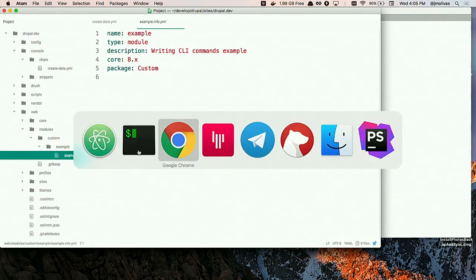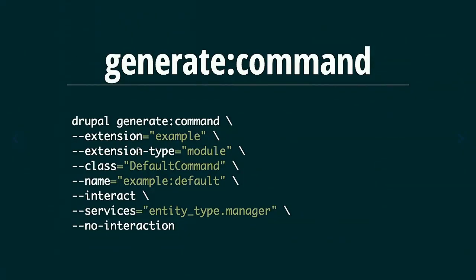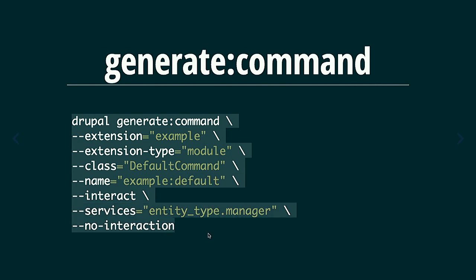Okay, let's now generate a command. In order to generate a command, let's use this generate command. And at the very bottom, as you can see, I'm generating a command. I want to generate this one in a specific extension. I'm calling this extension and not module, because you can add to either a module, theme, or profile. And I'm passing another option, which is extension type. This is the value that I'm using to specify which type of extension this is. And also, I'm just injecting the entity type manager service. So I'm using the --services option to inject a service into my command.